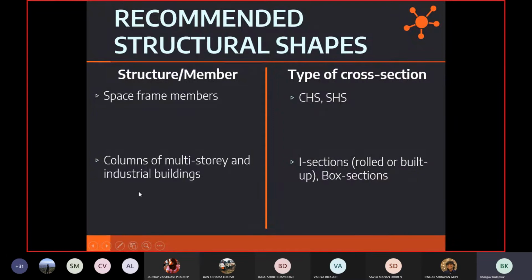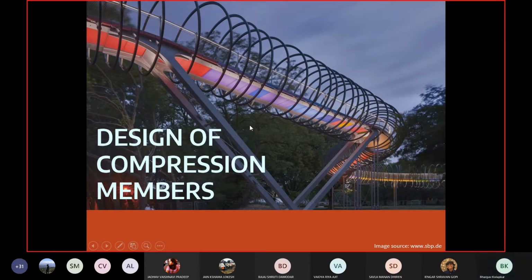And then columns of multi-story and industrial buildings, the I sections are most widely used. If it's welding, you can also use box sections. So this is just a table for your ready reference at a later point of time, for your design project, or maybe when you're actually practicing as an architect.